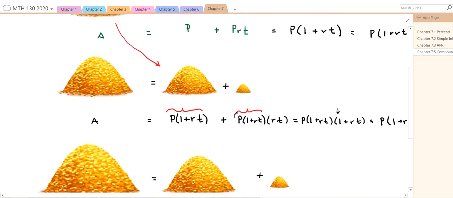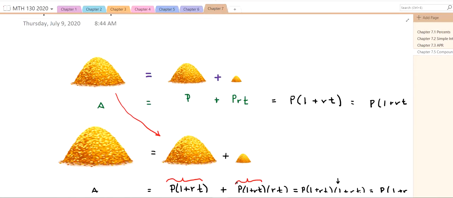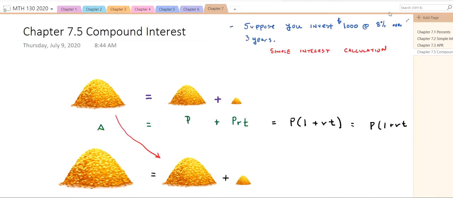Let's throw some numbers in so you can see what I'm talking about. So let's suppose that you invest $1,000 at 8% over 3 years. And let's do our simple interest calculation that we learned previously. So we have some amount. Our interest is PRT.